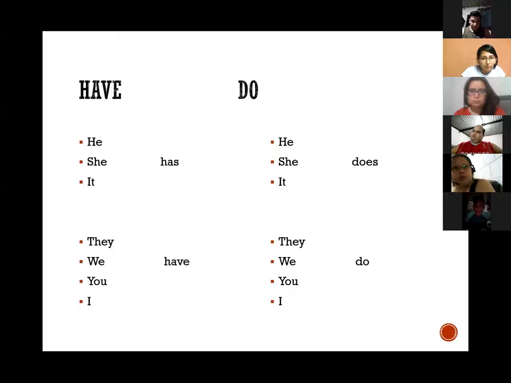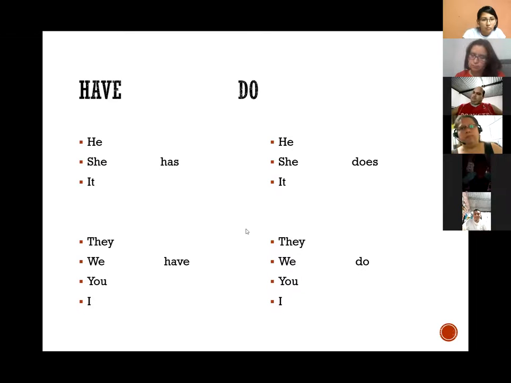Ok, una vez más, únicamente va a cambiar con los sujetos he, she, and it. En ese caso sí vamos a decir has, she has. Por ejemplo, ¿cómo dirían ella tiene una casa? O él tiene una casa. How would you say that? She has a house.